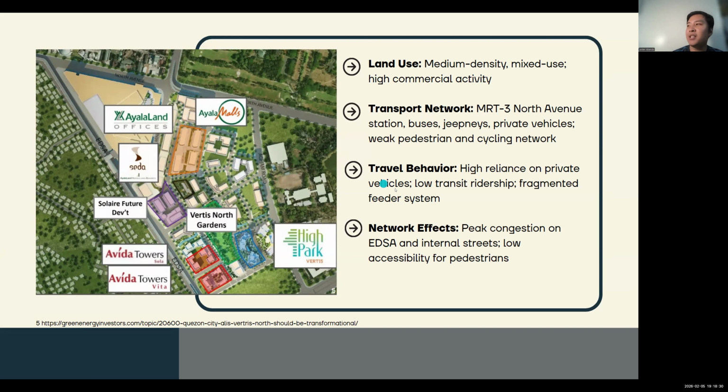And lastly, we want to evaluate the economic perspective on cost and benefit analysis, which includes travel time savings, congestion reduction, and land value gains, to identify which among the three scenarios is the most viable scenario for TOD in Vertis North. So overall, this study demonstrates how well integrated TOD strategies can reshape urban mobility to reduce car dependence and create a more efficient and inclusive transportation network in Vertis North, Quezon City.